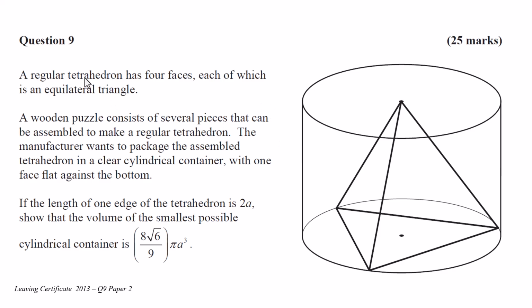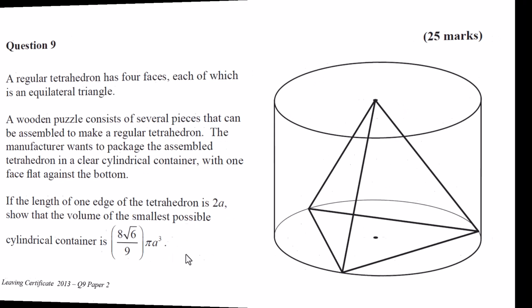Here's another 3D question using trigonometry. This time we're told that a regular tetrahedron has 4 faces, each of which is an equilateral triangle. And we're told that a wooden puzzle consists of several pieces that can be assembled to make up a regular tetrahedron. And the manufacturer wants to package the whole assembly in a clear cylindrical container with one face flat against the bottom. And if the length of one of the edges of the tetrahedron is 2a, you have to show that the volume of the smallest possible cylindrical container is 8√6/9 times pi a cubed.